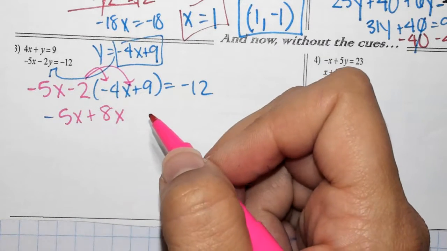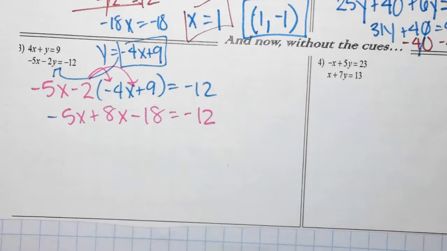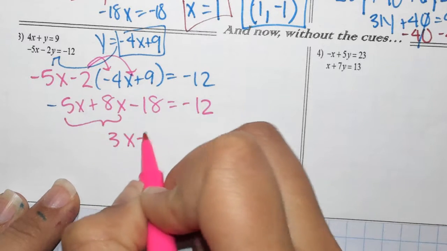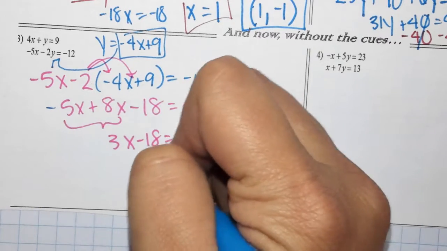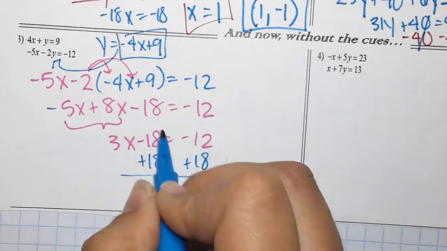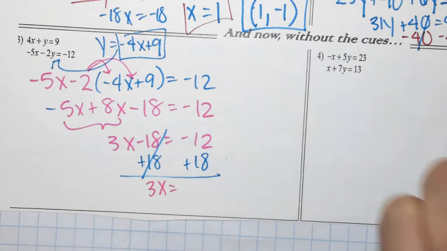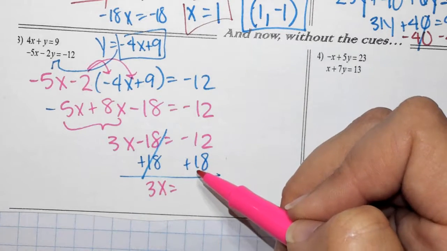3X. Wait, yes it is. It's negative 12 plus 18.